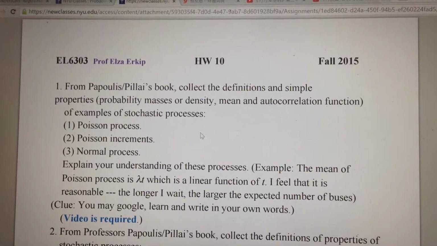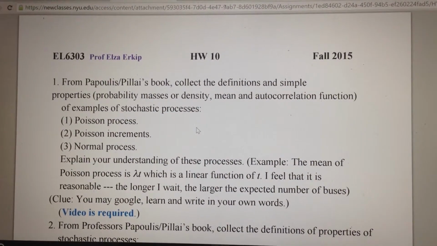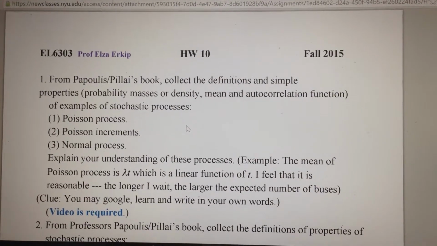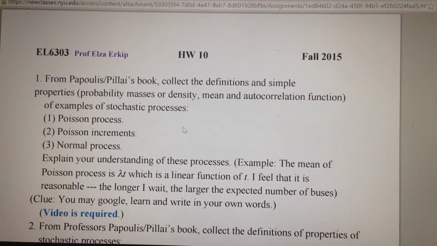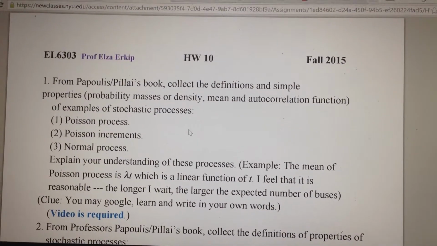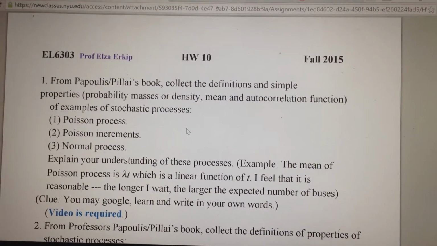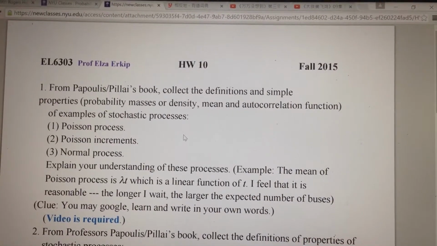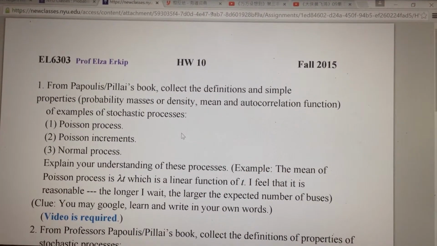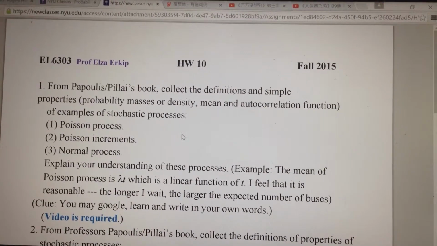Hello everyone, this is a video for homework 10. The first question we have to figure out is the definition and simple properties of the examples of the stochastic process, and we explain my personal understanding. So let's find the first, the Poisson process.